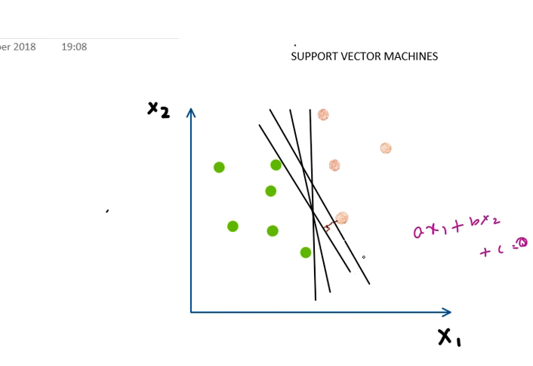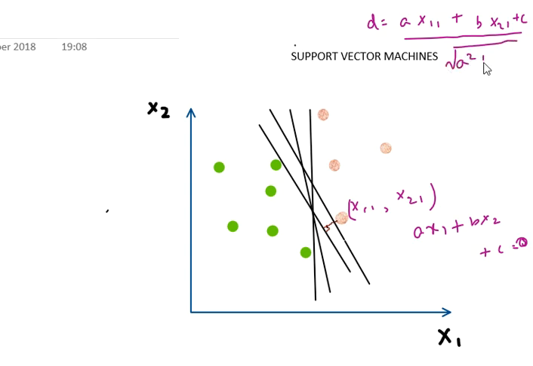Now I try to find out the distance of this point from this line. How do I find out the distance of this point from this line? Suppose the coordinates of this point are x11 comma x21. I want to find out this distance from this line. Then this distance will be equal to, I'll simply substitute my points in place of x1 and x2: a x11 plus b x21 plus c divided by the square root of a square plus b square. So this distance will be equal to this expression.